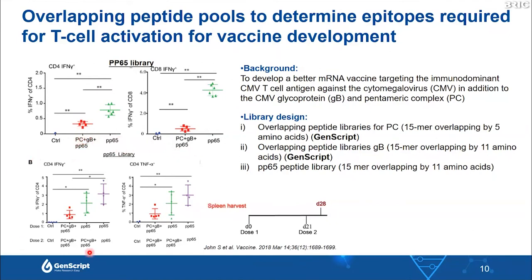So they actually used these peptide library pools to probe and investigate the optimized vaccine routes of application. They designed a dosage development in order to optimize the vaccines.